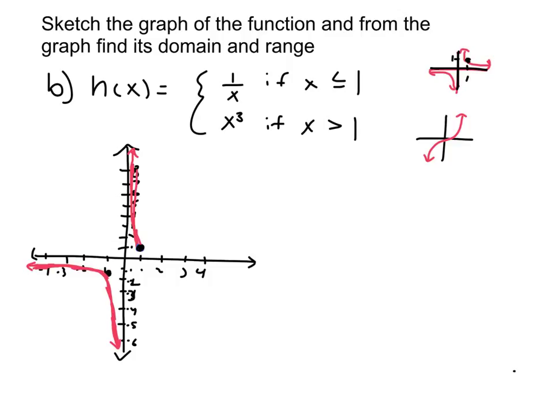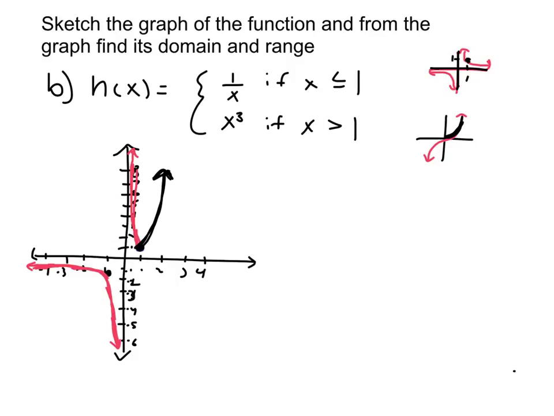Okay, then I move on from that point. So when x is 2, y is 8, right? 2 cubed is 8. So it looks like this. And now I have this sort of shape, right? And then it continues to go on forever up there, okay?